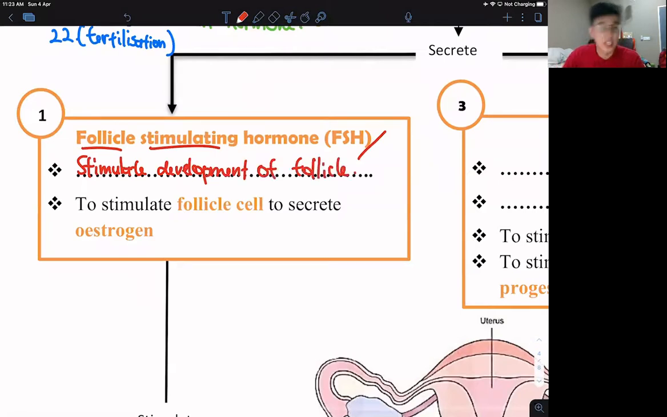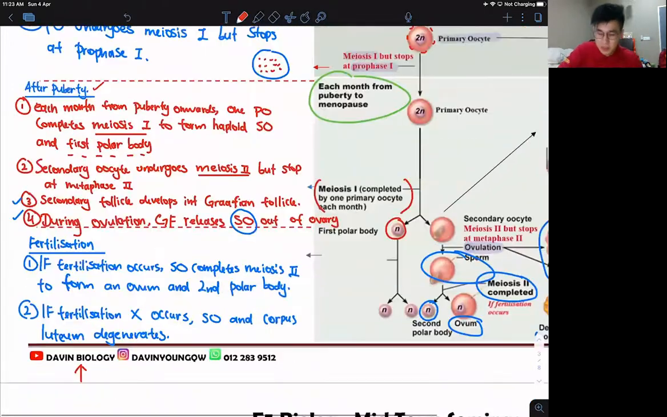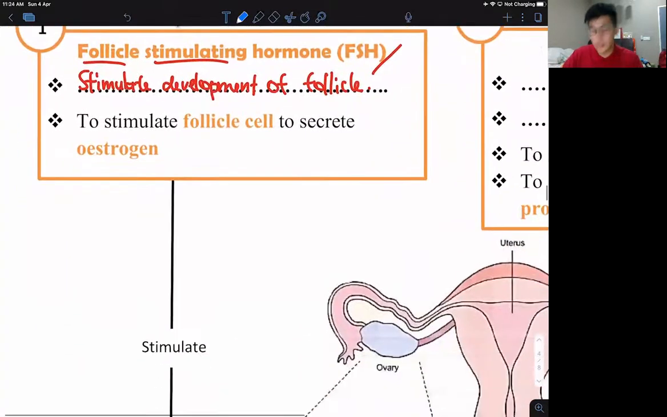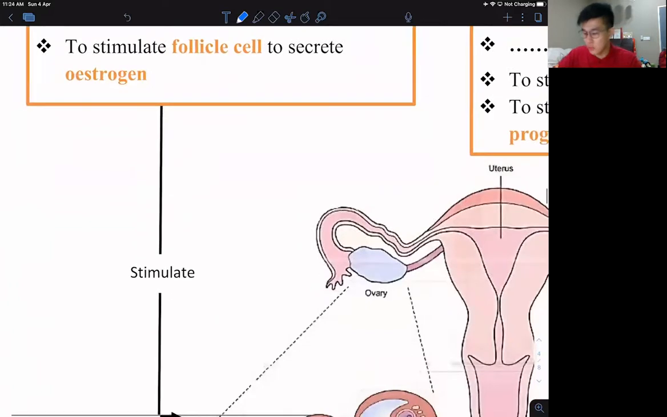At the beginning of the menstrual cycle, this hormone will stimulate the primary follicle to become a secondary follicle. Therefore, the primary oocyte can complete meiosis 1 to become a secondary oocyte. That's why after puberty, FSH is secreted over here. As soon as the primary follicle becomes secondary, the primary oocyte can finish meiosis 1. And this one is how it stimulates the next hormone: follicle stimulating hormone stimulates the follicle cells to secrete the next hormone, called estrogen. So estrogen will be secreted from here.